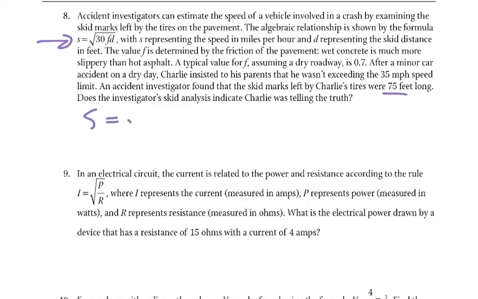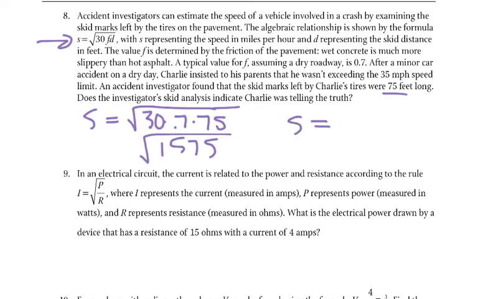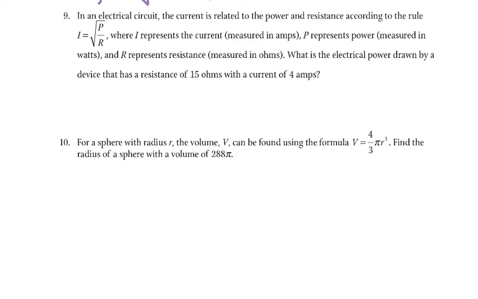So we'd go S equals the square root of 30 times 0.7 for F times 75. So basically we're just going to type this one into the calculator, right? 30 times 0.7 times 75 is 1575. Take the square root of that. And we get about 39.67 if we round. So, was he going too fast? Yes, he was.